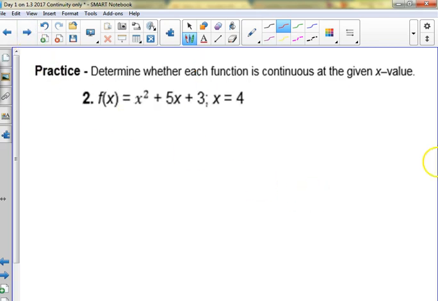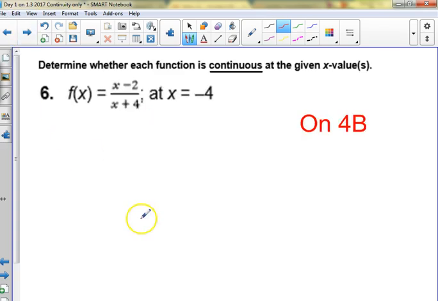Is this continuous or discontinuous at 4? This is just a parabola. Is it discontinuous anywhere? No. If I put a 4 in there, I get 16 and 20 is 36, 39 or something. If I put in 3.999, I'd be close to 39. If I put 4.0001, I'd be close to 39. It's not doing anything. It's not got any breaks or anything.